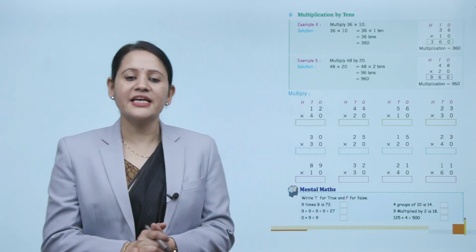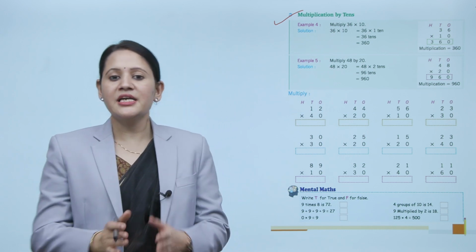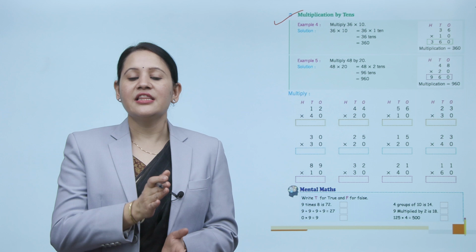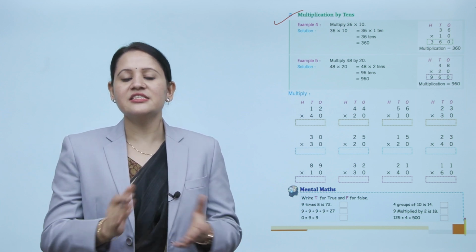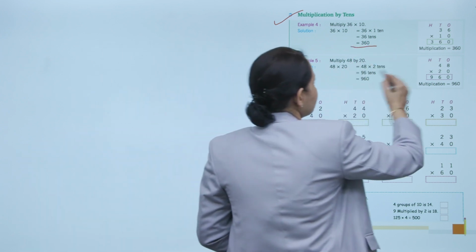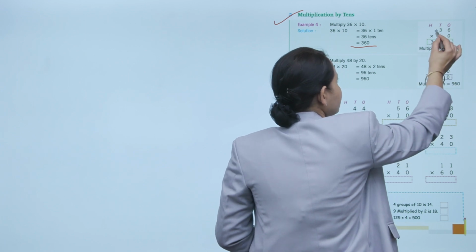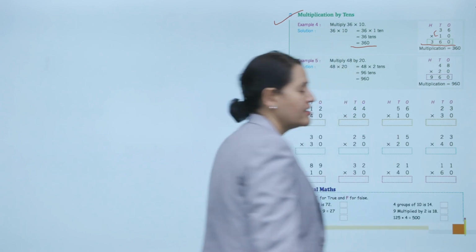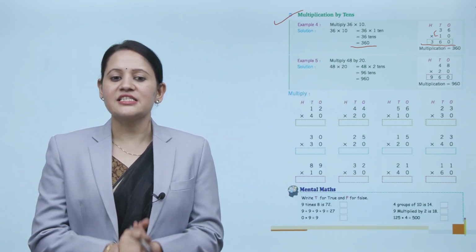Next, multiply by tens. Multiply 36 into 10. 36 into 10, that is equal to 36 into 1, then 0. 36 times 10 is equal to 360. When we multiply 36 by 10, what will come? 360. 36 into 1, that is 36, and put 0 after the product. So the answer is 360. Next is multiply.